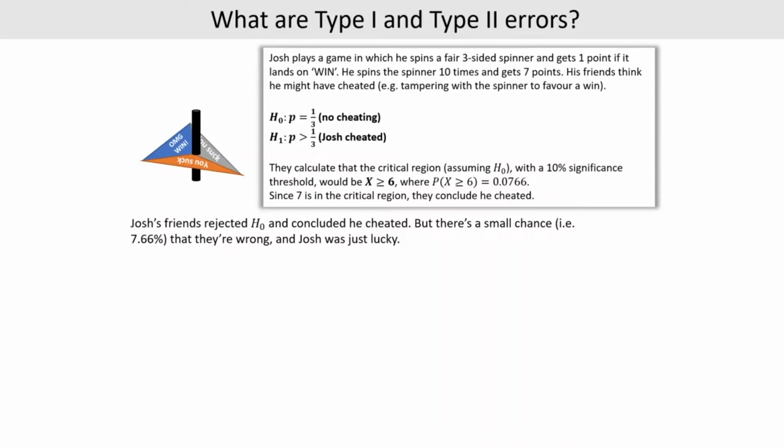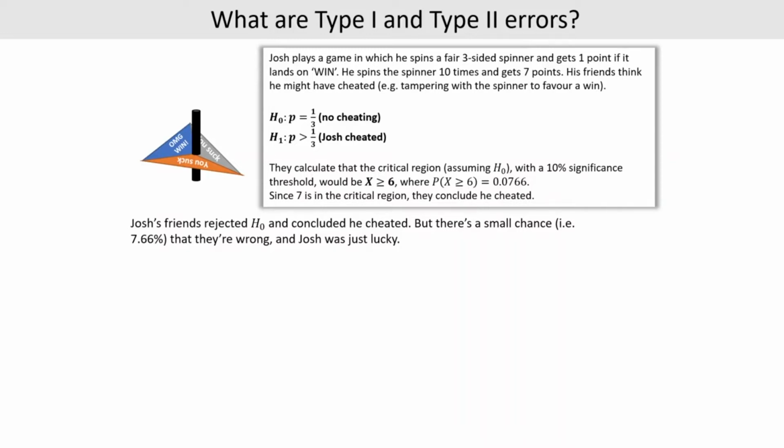We could do a hypothesis test to make a conclusion on whether or not we think that Josh is cheating or Josh is actually playing fair. The null hypothesis, P equals 1/3. Josh was not cheating, he was playing fair. The alternate hypothesis, P is greater than 1/3. This is the case that Josh cheated. He's done something to make the probability of him landing on win greater than 1/3.